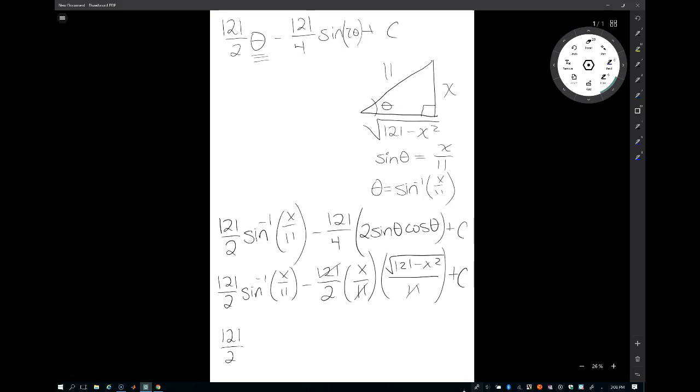And I would say the final answer in the most simplified form is 121 halves sine inverse of x over 11, minus 1 half. We still have that 2 there in the bottom. And then we've got those numerators in the fraction. So x and square root of 121 minus x squared, plus c.